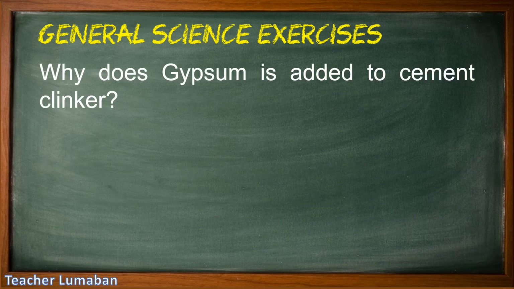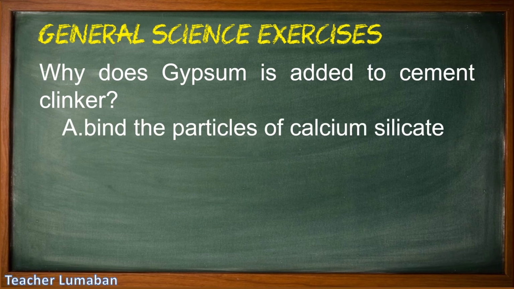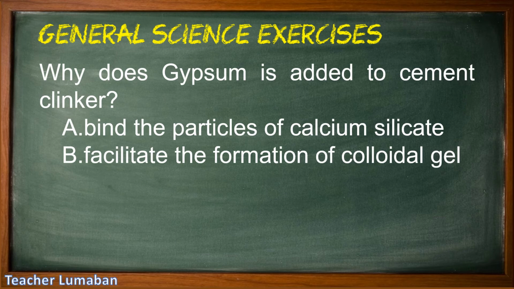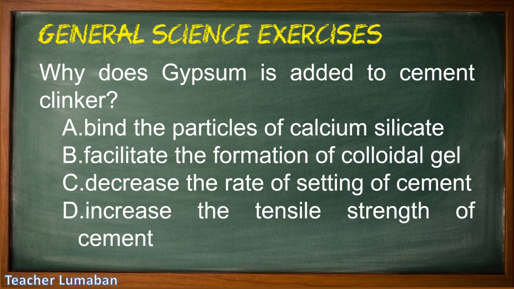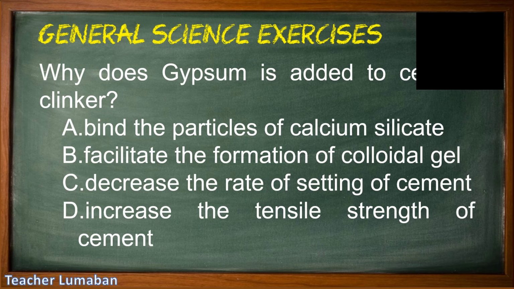Why is gypsum added to cement clinker? Letter A, bind the particles of calcium silicate. Letter B, facilitate the formation of colloidal gel. Letter C, decrease the rate of setting of cement. Letter D, increase the tensile strength of cement. Choose the suitable answer to the following choices in 5 seconds.